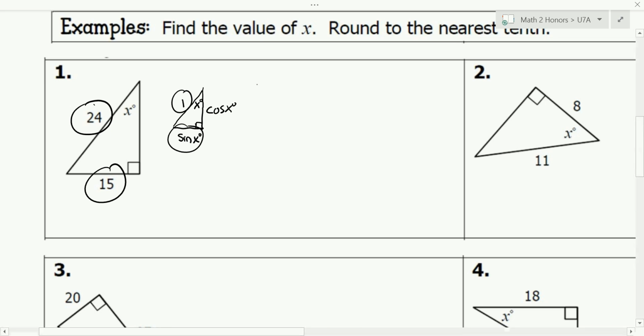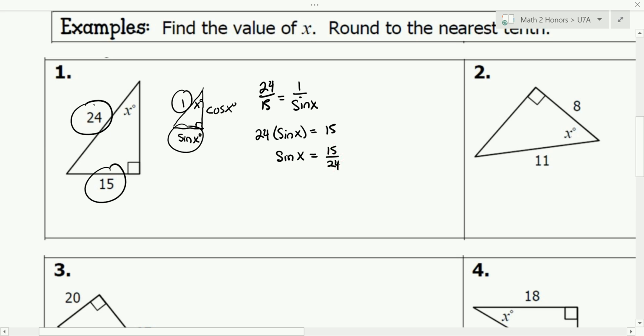What did you say? 24? 24 over 15 is 1 over sine x. Perfect. And that works good, and you can cross multiply at that point. So 24 times sine of x is equal to 15. And then divide by 24, and you get the sine of some angle x is equal to 15 over 24.